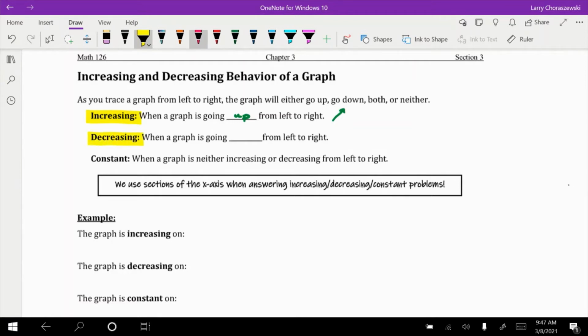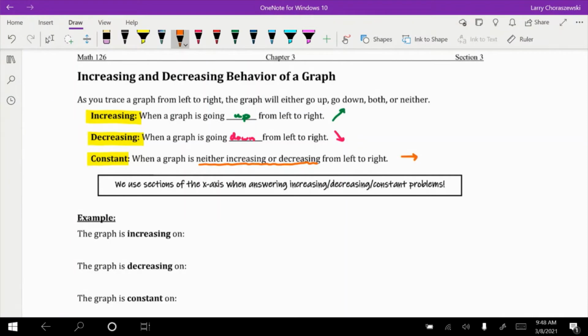Decreasing would be when a graph is going down from left to right. So if you were to trace your finger along a graph, and let's say your finger goes in this direction for a little bit, then that would be a part of the graph that's decreasing. A constant part of a graph is when the graph is neither increasing nor decreasing as you go from left to right. So basically your finger would just go directly to the right without going up or down any.